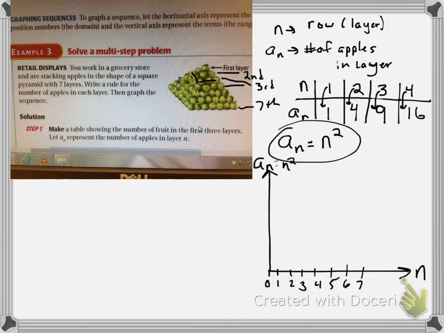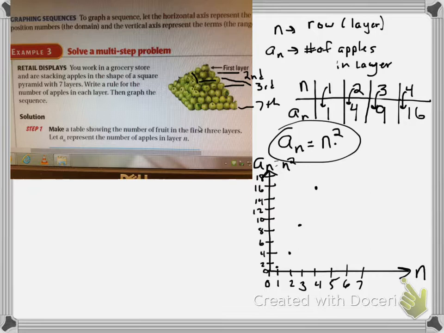And our outputs, I'm going to maybe count by 2s here because they grow pretty quickly. So if I count by 2s, this is 0, 2, 4, 6, 8, 10, 12, 14, 16, 18. So if I plug in 1, I get an output of 1 apple, which would be right about there. If I plug in 2, I get 4. 3 would give me an output of 9. 4 would give me an output of 16. 5 would be 25, which is even higher. So this is what the graph of the sequence would look like.